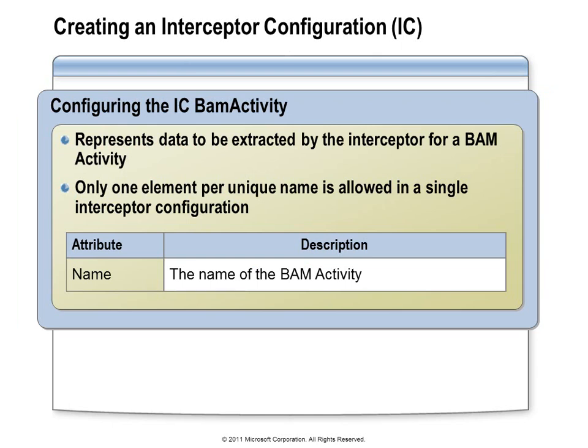We have the event sources, and now we'll identify the BAM activity. So the BAM activity is going to be the overall item that represents the data to be extracted for your particular BAM activity. Now, you're only going to have one per unique name, so you can identify multiple activities in the same configuration file, but you can only have one BAM activity here, obviously, with the same name.